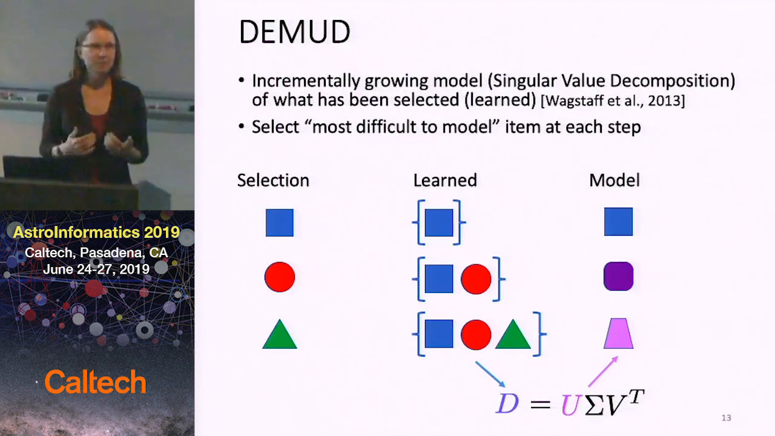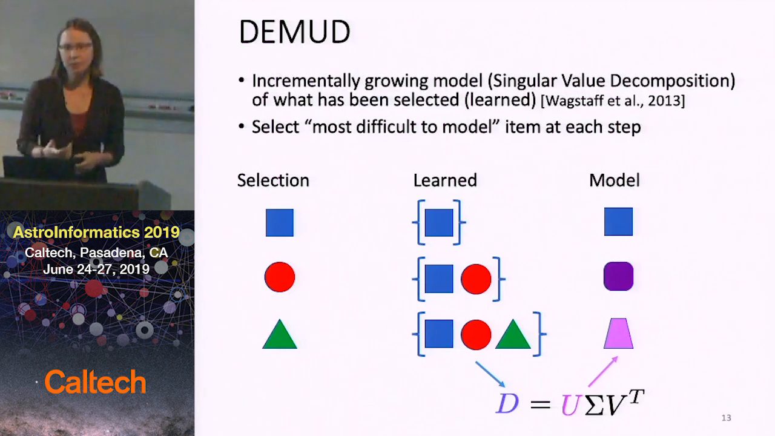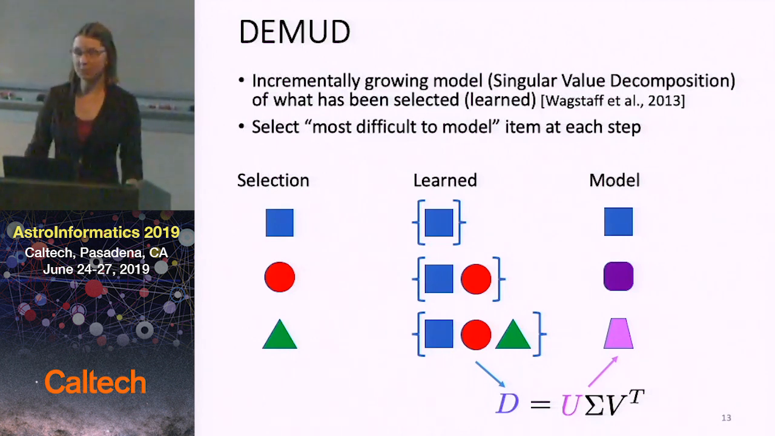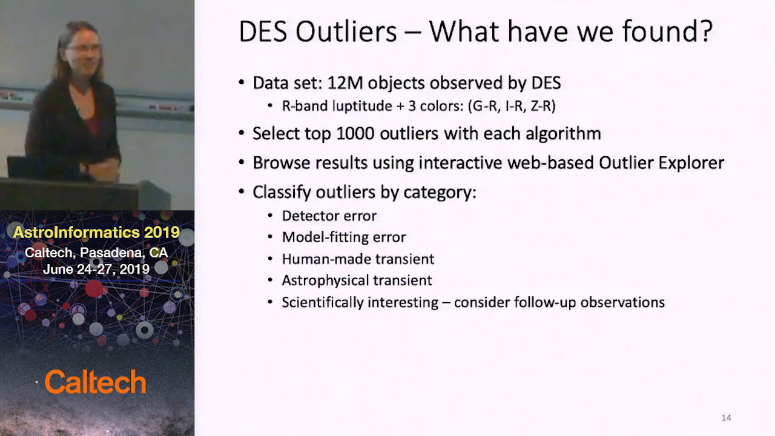So this should be pretty familiar. And this is how this algorithm tries to optimally select new items that you will learn something new about. So now you have some sense of the techniques that we're using. The more interesting thing from the science perspective is, okay, well, what have we found?